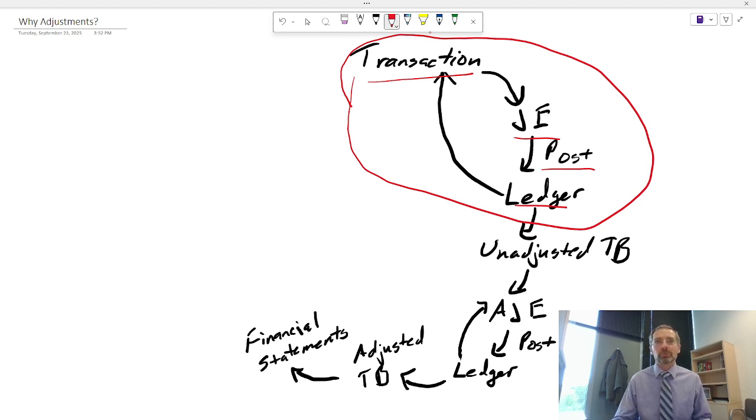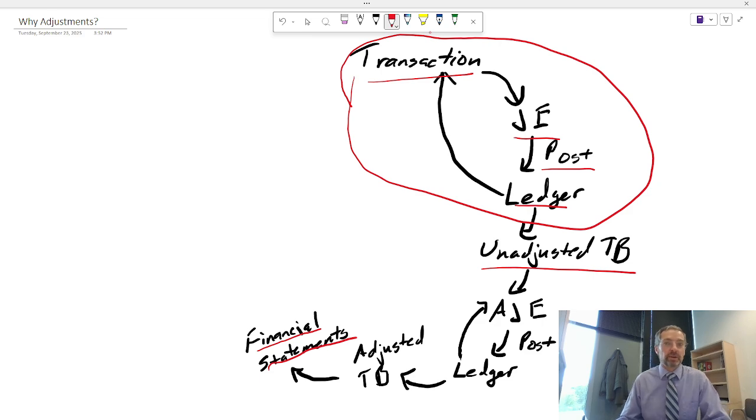Now we have to break out of this cycle whenever we want to report the information out to somebody else. In other words, we want to make financial statements. And perhaps the owner wants them, investors want them, the bank wants them. They want to get information out of the business and look at how the business is doing. So whenever we want to make these financial statements, we need to break out of the cycle of transaction, journal entry, ledger, transaction, journal entry, ledger. And we start the process of making financial statements by making an unadjusted trial balance.